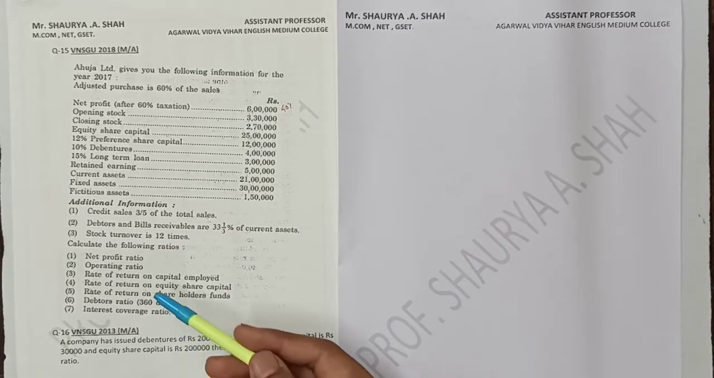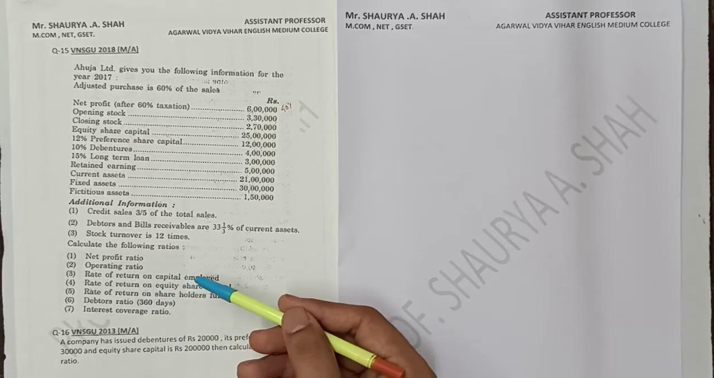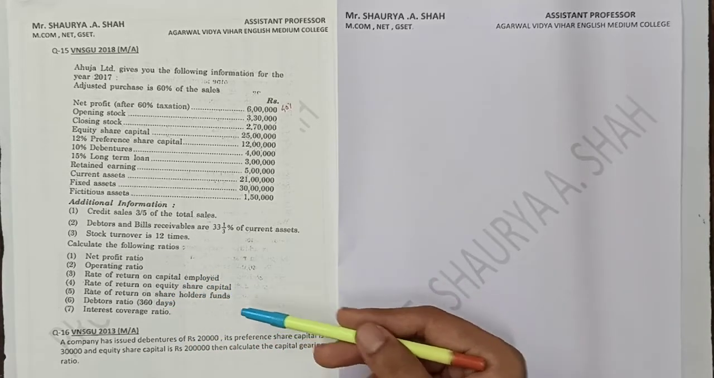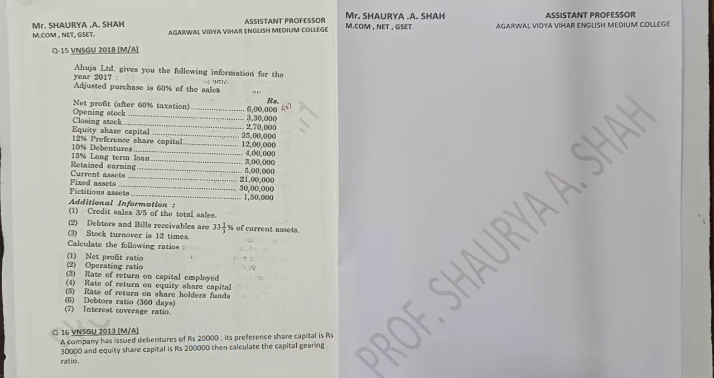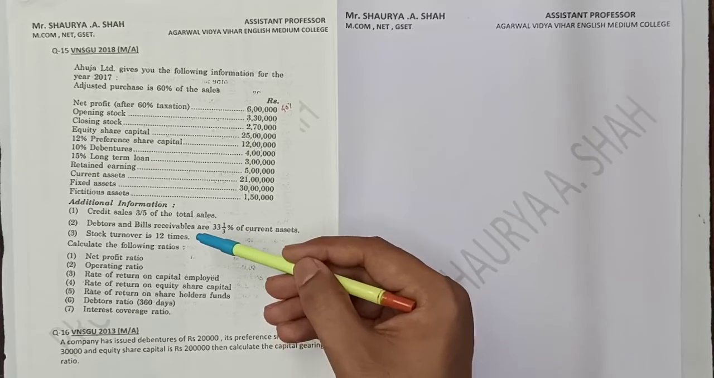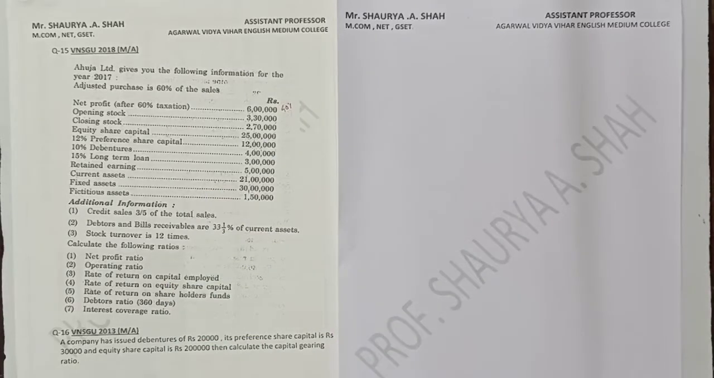What you need to find out? NP ratio, okay, operating ratio, rate of return on capital employed, equity share capital and shareholders fund. Then you need to find out debtors ratio and you need to find out interest coverage ratio. Fine. So what I need to do is I need to find from this 3 information whatever particulars I need for the entire sum, right? So same like your previous sum. First we'll be finding out the particulars and then we will start to solve the entire sum.